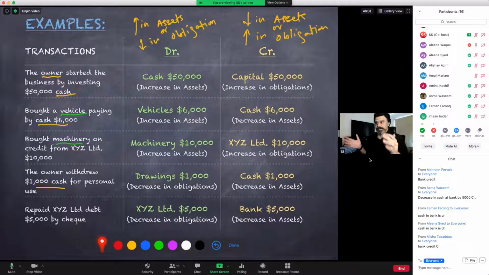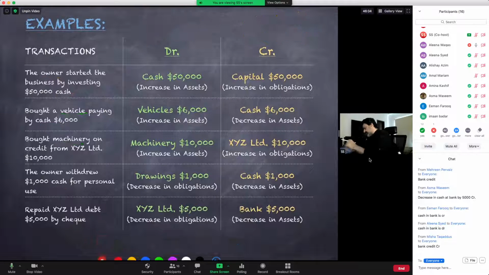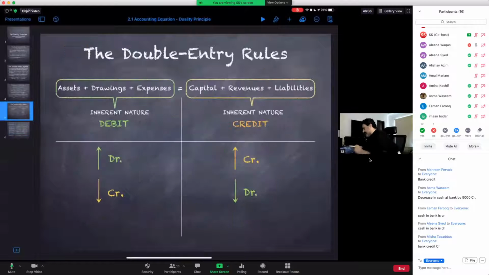Alina's question here is simply this: in the previous slide, let me just get rid of this slide, in this previous slide here, we defined that these expenses, since they share the same inherent nature with drawings and assets, also appear on the left hand side of this equation. So all of these things have the same inherent nature, and that is debit. And debit means an increase in the assets, an increase in the expenses, and an increase in the drawings. This is what debit means.